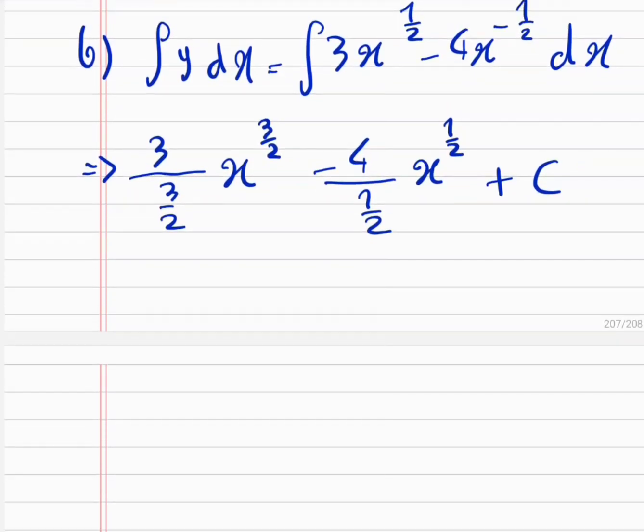Okay, now we can simplify this. So we'll have 6 over 3, which is just equal to 2. So it's 2x to the power of 3 over 2, and then minus 8x to the power of a half plus c.